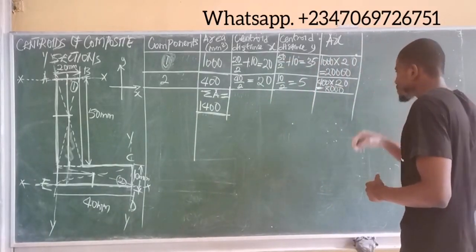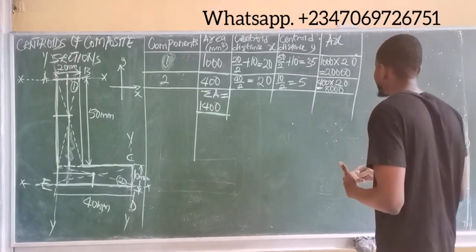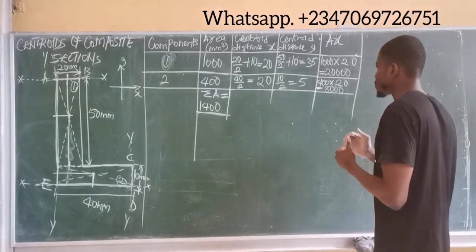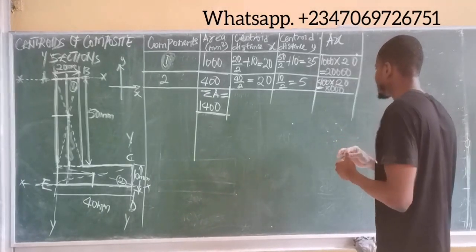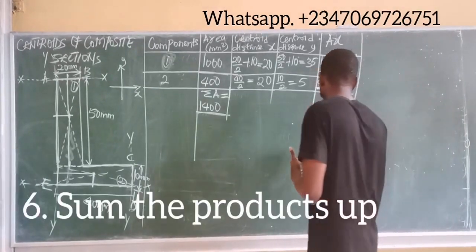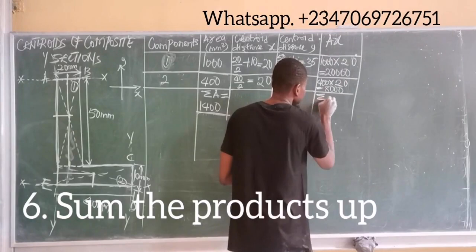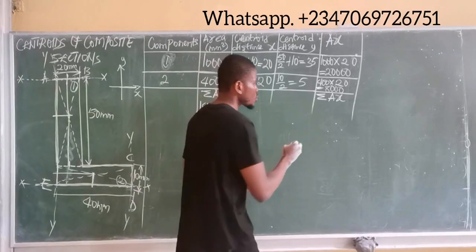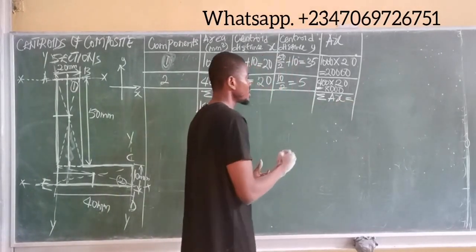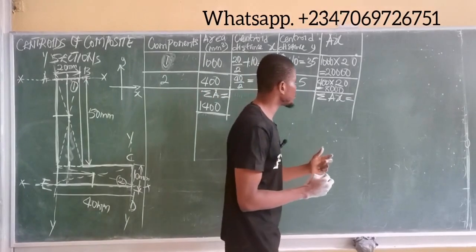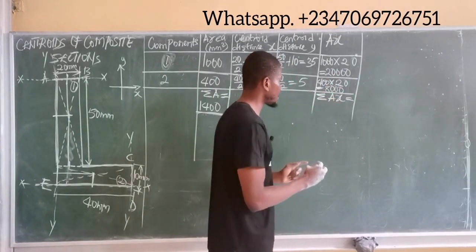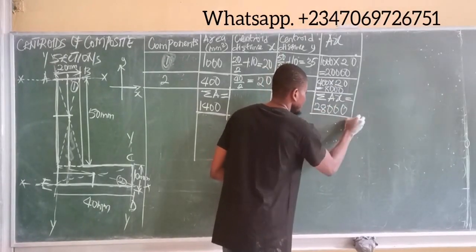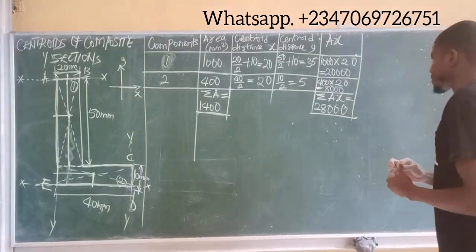So we have that to be 8,000. All right, so that becomes the product of the area of each of the segments and the centroidal distances. Now, after obtaining this, you sum these products up. Summation AX simply gives you, add the values, 20,000 plus 8,000. That simply gives us 28,000.